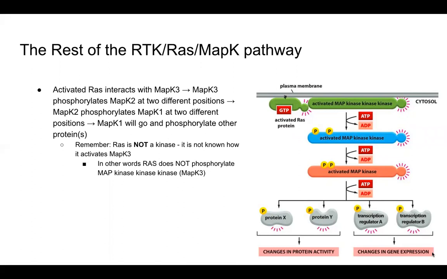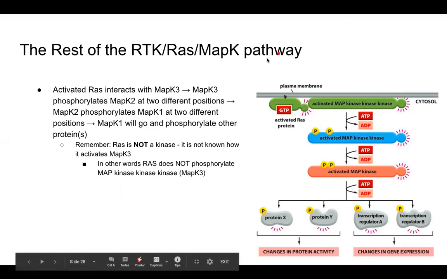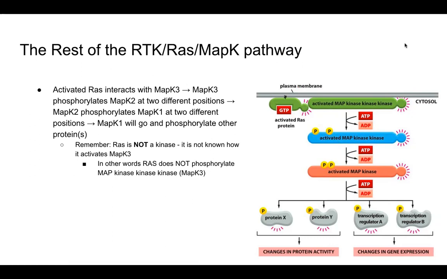It's just kind of the idea of a kinase cascade, where you have MAPK3 activating MAPK2, MAPK2 phosphorylates MAPK1, and then MAPK1 can phosphorylate downstream proteins or transcription regulators. And RAS does not phosphorylate MAPK3 because it's not a kinase, so it just sort of interacts with MAPK3 in a way that makes it active. Let me check the chat. No questions. Okay, it makes sense. Cool.